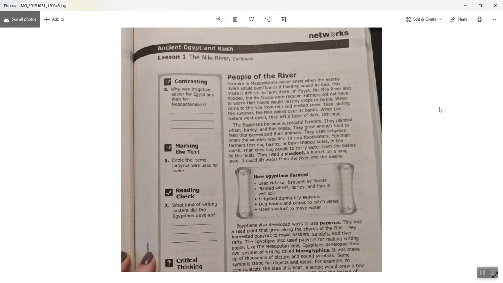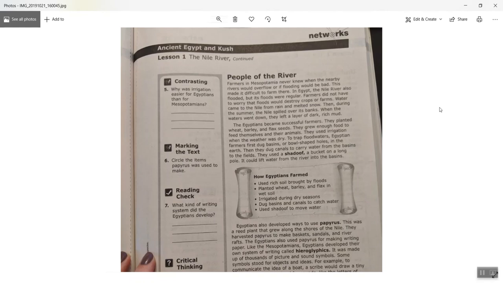Water came to the Nile from rain and melted snow. Then, during the summer, the Nile spilled over its banks. When the waters went down, they left a layer of dark, rich mud. The Egyptians became successful farmers. They planted wheat, barley, and flax seeds. They grew enough food to feed themselves and their animals. They used irrigation when the weather was dry.